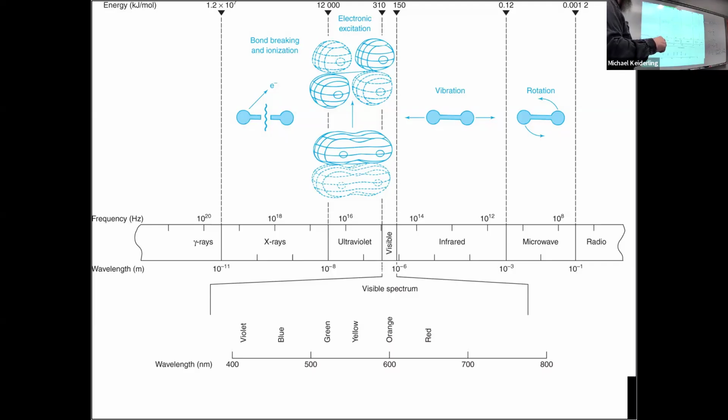For X-rays, ionization. Electronic excitation is generally ultraviolet-visible. Infrared is vibration. Microwave, at the low end of infrared, at the microwave transition, that's rotation. It's just those are lower energy.